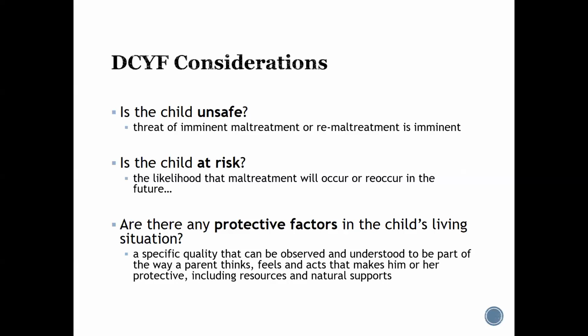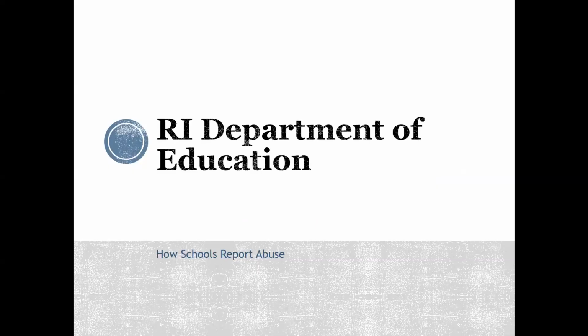And it's important for us to realize, even in difficult situations, that all families, all of our students have strengths. And it's those strengths that really make it possible for us to build relationships that help families move beyond some of these issues of maltreatment to a place of functioning and health. Let's look a little bit about how schools report abuse.